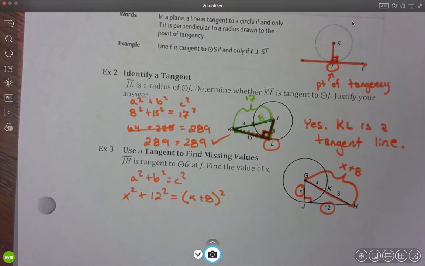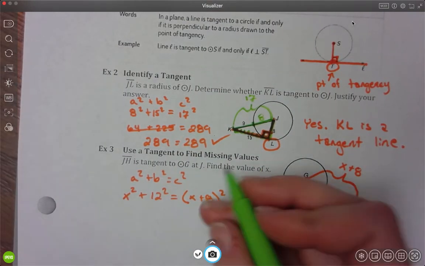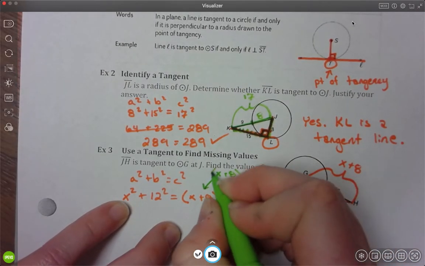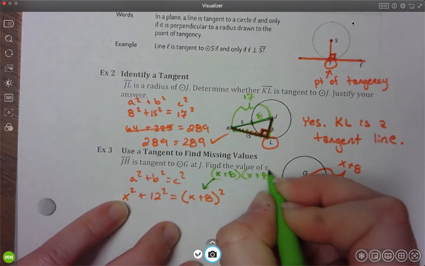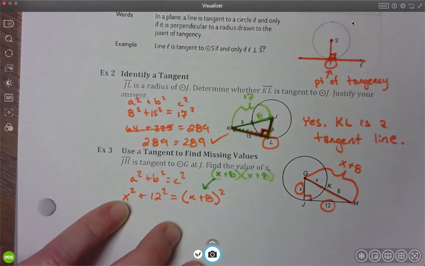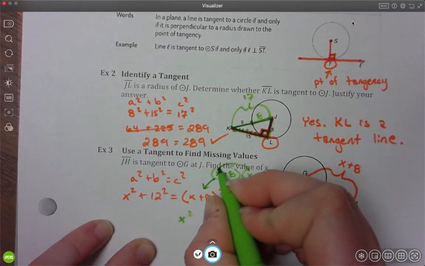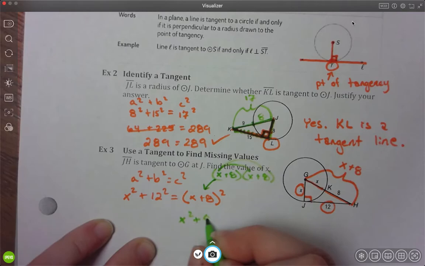Now x plus 8 squared, this guy from algebra, is x plus 8 times x plus 8. You will have to FOIL. When you FOIL, we'll take x times x, so that's x squared. X times 8 is 8x.